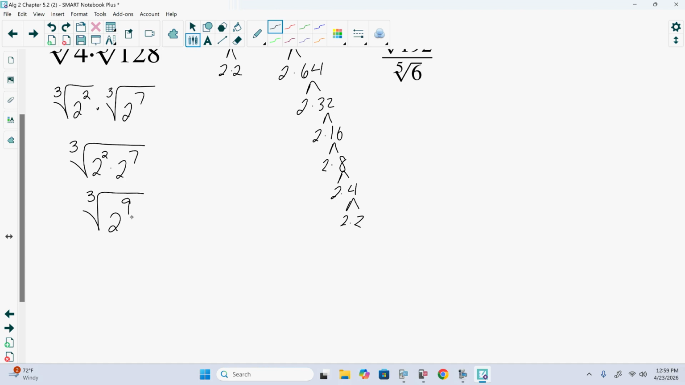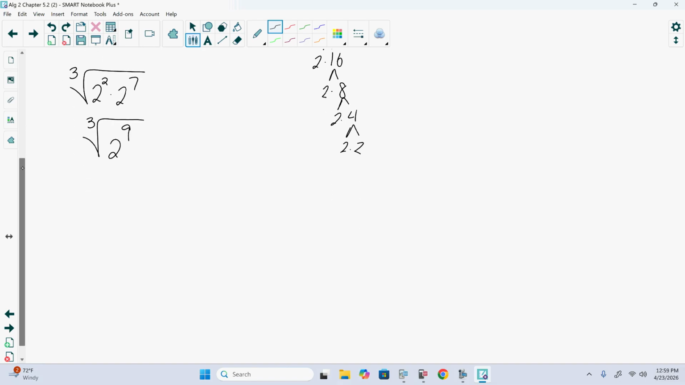It's telling us that we have the cube root of 2 squared times the cube root of 2 to the 7th. Product property says that's the cube root of 2 squared times 2 to the 7th. Since we're multiplying like bases, we would have the exponents giving us 2 to the 9th. How many groups of 3 2's can I take out of 2 to the 9th?